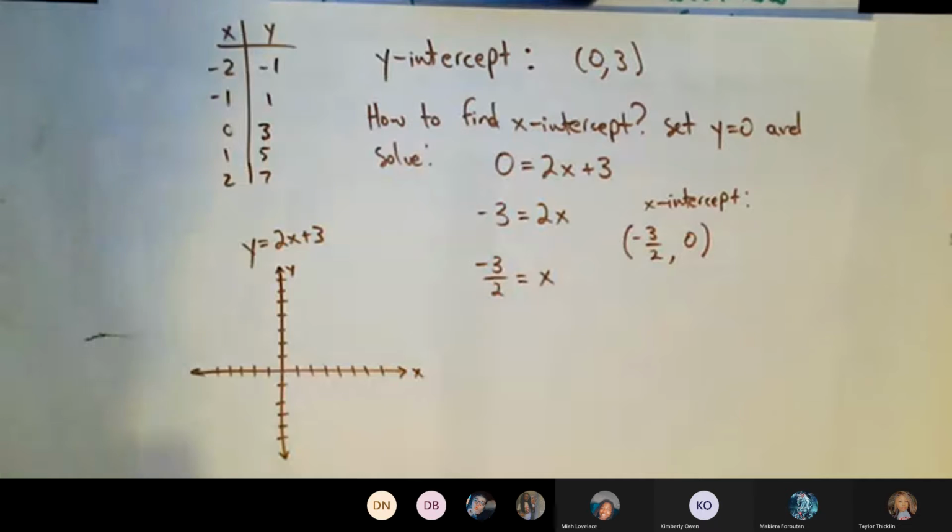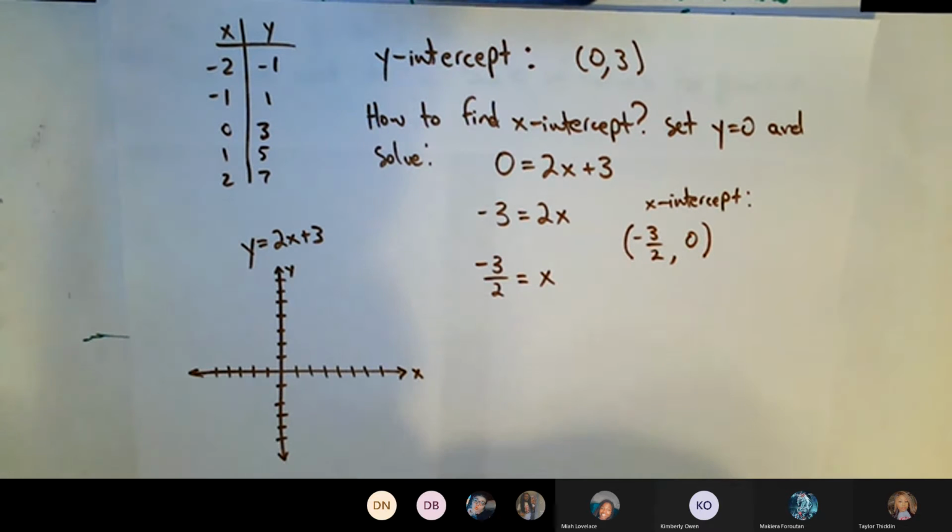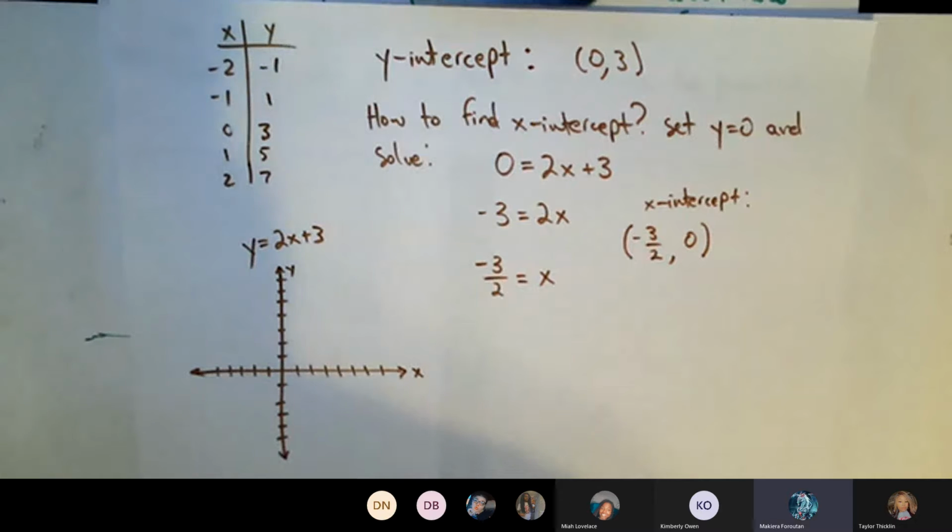Now, does anyone remember what the minimum number of points you need to graph a straight line is? Does anyone remember? Just 2. How do you graph a straight line?